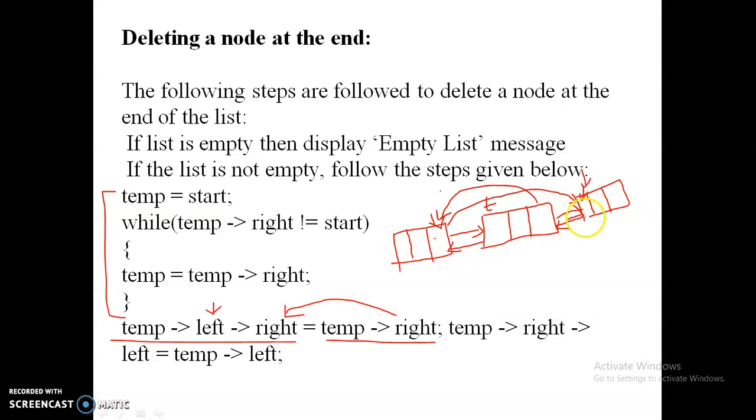So first, the right node, that is the next node address of the temp node, is assigned to the temp node's previous node's right, and the temp node's previous node address is assigned to the temp node's next node's left. This is assigned here. So these two swappings are done to remove the ending node. Here temp of right is the start node. This start node address is assigned to the previous node's right, so the previous node's address is updated with the start node address.